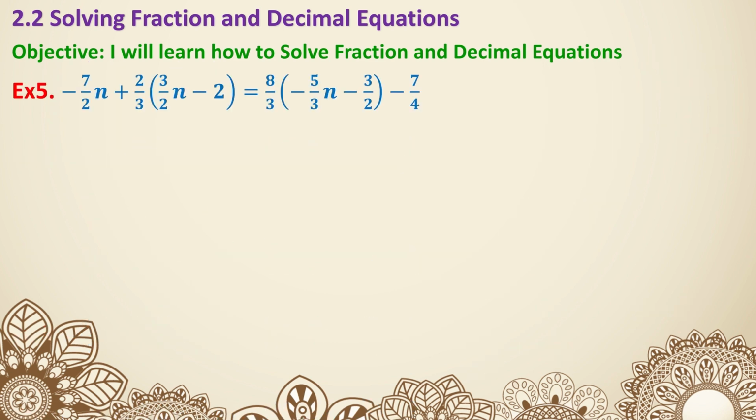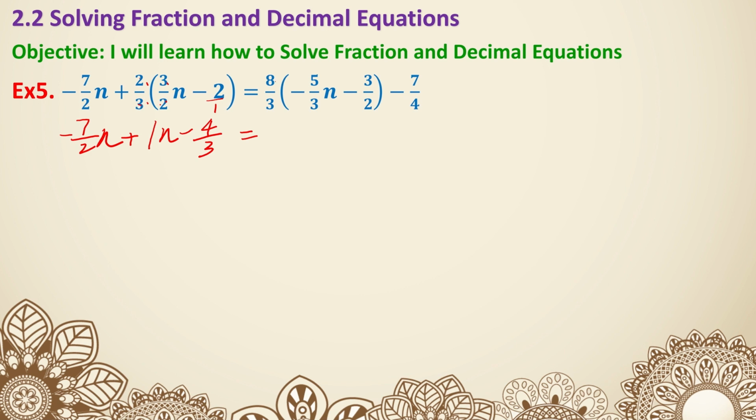Moving on, example 5. Things got more complicated. So same thing, we see the parentheses, we have to distribute first. So copy everything else down. So negative 7 over 2n plus 2/3 times 3 over 2. That's a 6 on the top, a 6 on the bottom, so it's just going to be 1n. Then 2 over 3 times a negative 2 over 1, that's a negative 4 over 3.